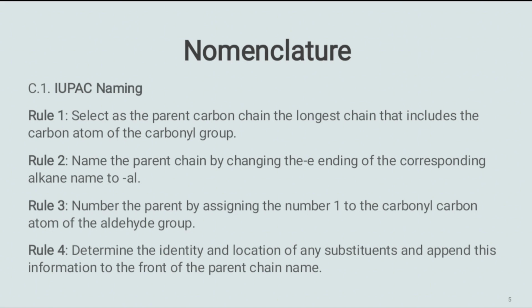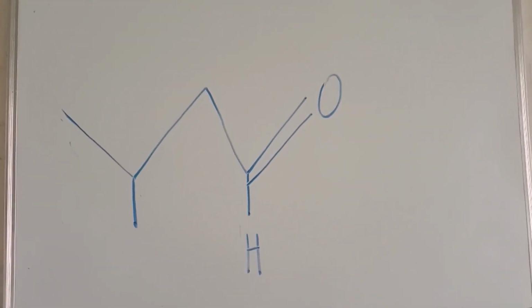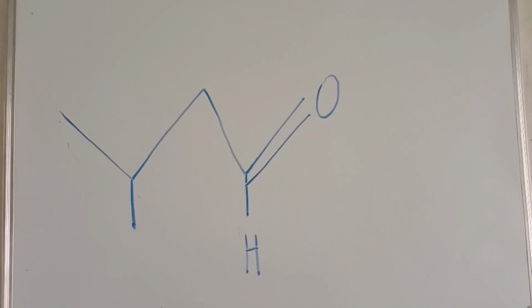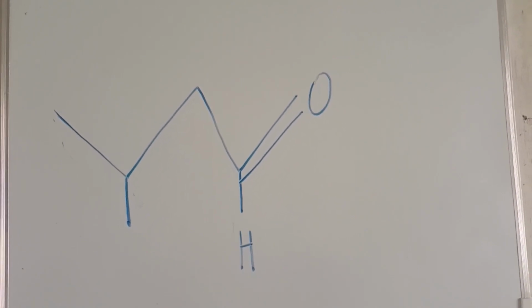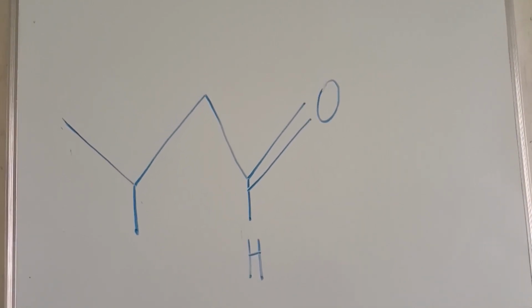Rule number 3: number the parent by assigning the number 1 to the carbonyl carbon atom of the aldehyde group. And the last rule, determine the identity and location of any substituent and append this information to the front of the parent chain name. Let's try to look at this example. How are we going to find the IUPAC name of this line angle structural formula? As the rule stated, rule number 1 is select as the parent carbon chain the longest chain that includes the carbon atom of the carbonyl group.